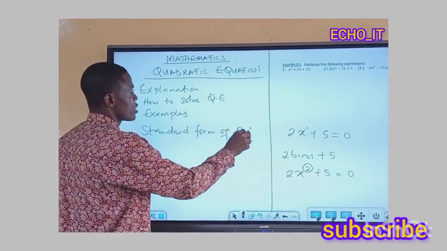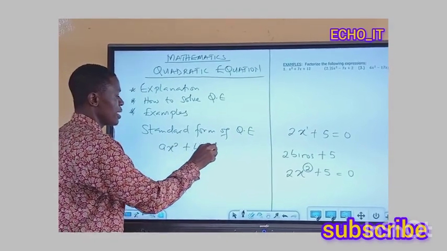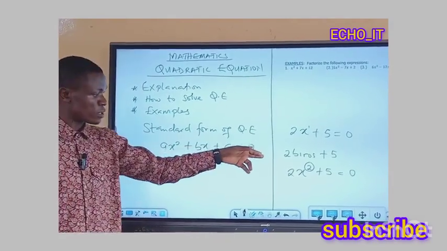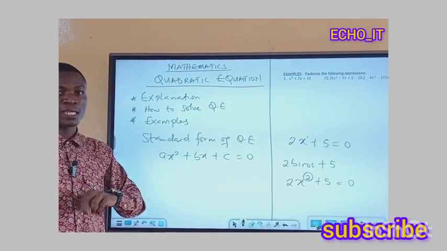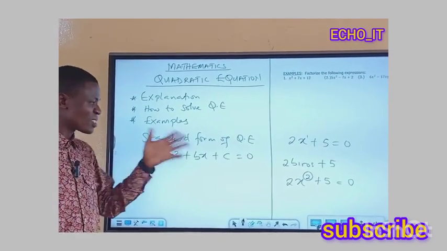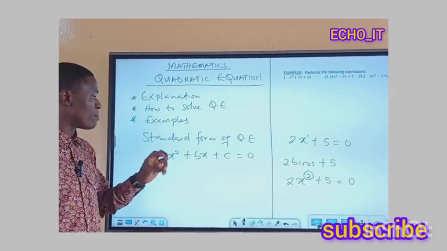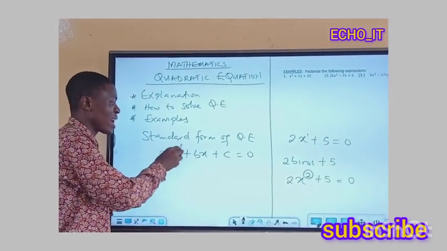of quadratic equation is given as ax squared plus bx plus c equal to 0. Without the equal to 0 there, it means it is an expression. You have to take note of that, and you can't solve an expression. For you to call it an equation, it must be equal to something, equal to 5, equal to 6, equal to any number. So why is it quadratic? Because of the degree of x, which is the highest power of x.